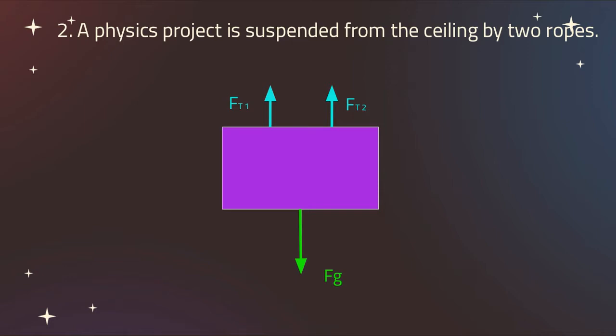Remember that each rope, string, sling, wire, or chain, whatever it may be, requires its own separate vector. So had this been supported by 3 ropes, it would have been 3 vectors of Ft, each being a little smaller, 1/3 the original size of Fg.